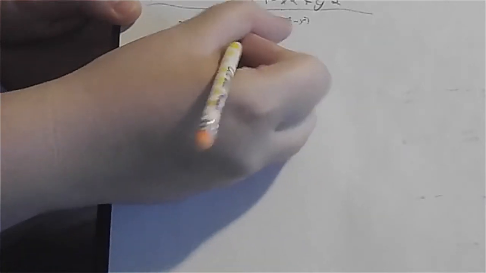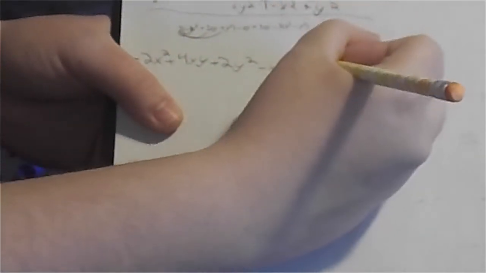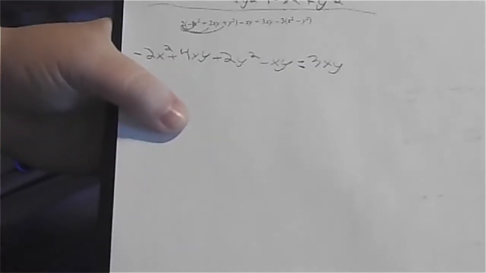And then at the end there's this minus xy. We just write it. It doesn't get multiplied because it's not inside the parentheses as well. We just write it at the end. And then we have our equal sign. And this 3xy has nothing to multiply to it, so we just rewrite it.